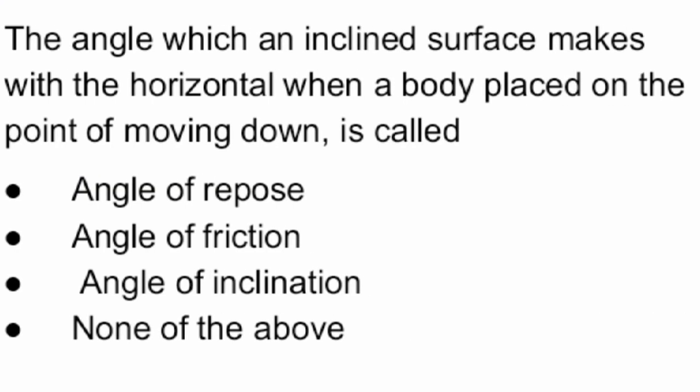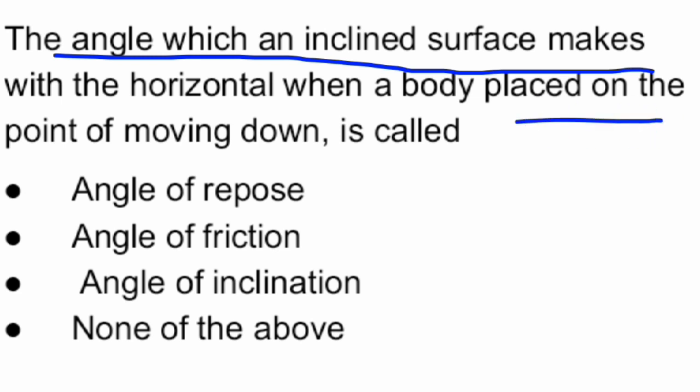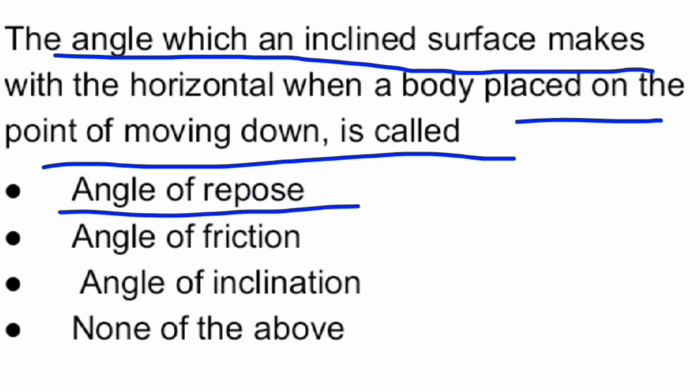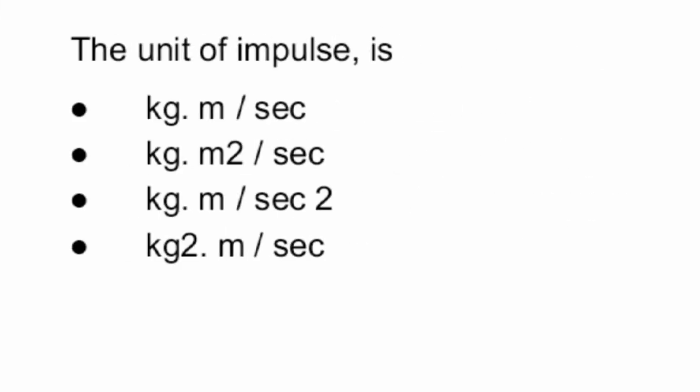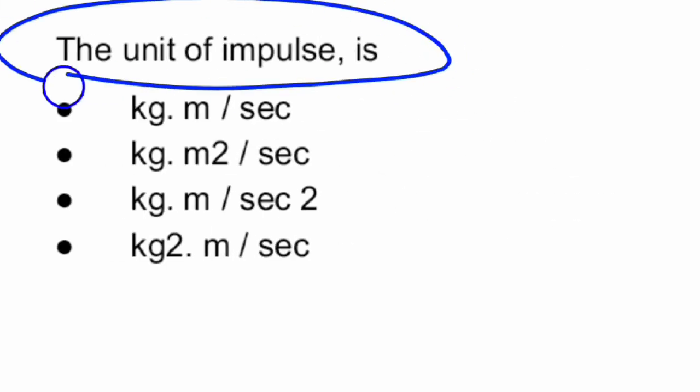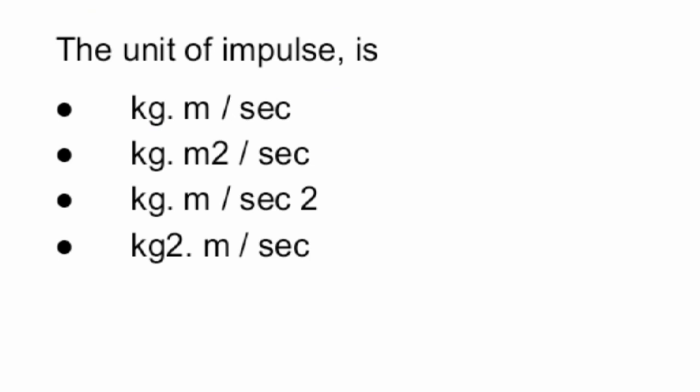Next one, the angle which an inclined surface makes with the horizontal when a body placed on it is on the point of moving down. It is the angle of repose. Option 1. Next one, what is the unit of impulse? It is kg meter per second.